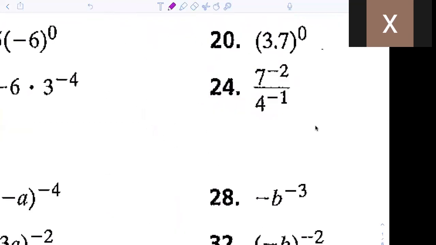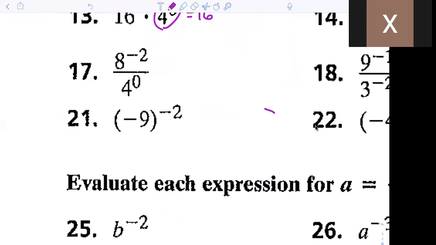Here we go. 17. Well, automatically 4 to the 0 is what? 1. So that now I can just say it's 8 to the negative 2 over 1, which is the same as what? Think before you say something. Come on. Tell me. Why just 64? Yes, but I would prefer you say it's just 1 over 8 squared, which is the same as 1 over 64.